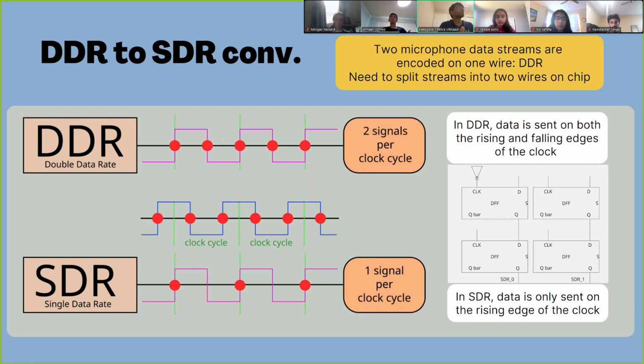Now, more on that. Microphone signals are in something called double data rate, where you have 2 signals per clock cycle, one on the rising edge and one on the falling edge. In this way, the signals from 2 microphones are combined on 1 wire. However, to do any sort of processing, we need to split this back out into 2 wires, and convert them back into SDR mode, single data rate. We do this through the logic shown over here. And that solves the problem. We split it into 8 different wires, each with 1 microphone signal.